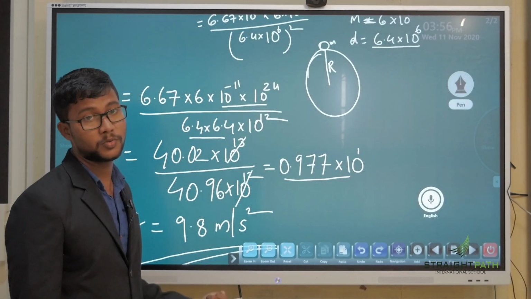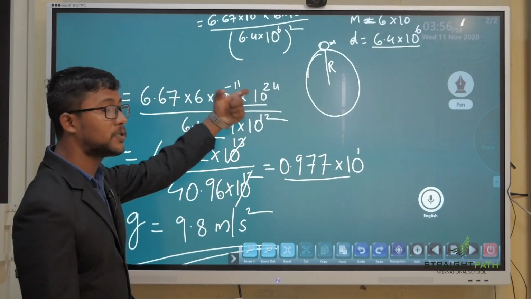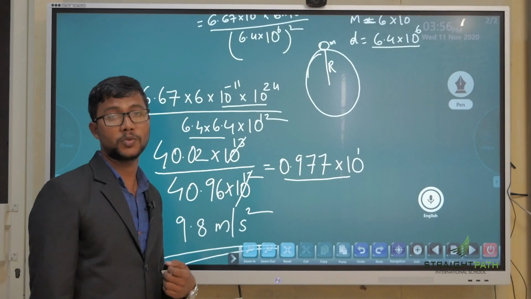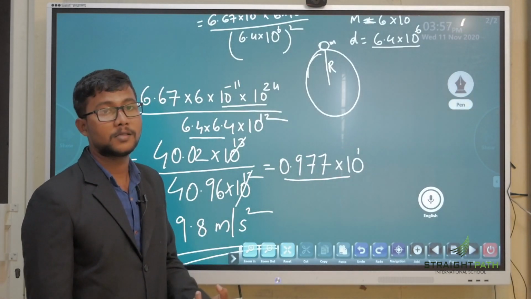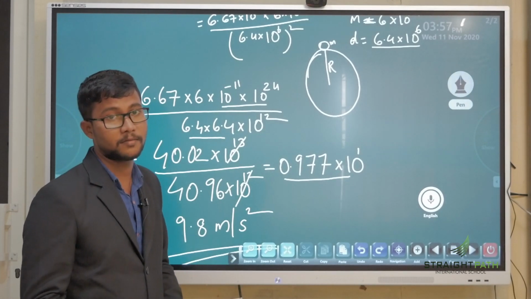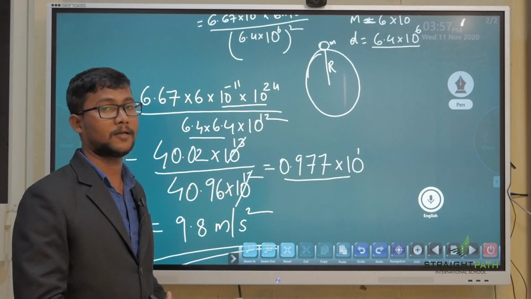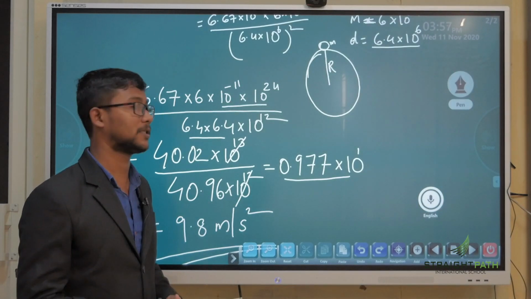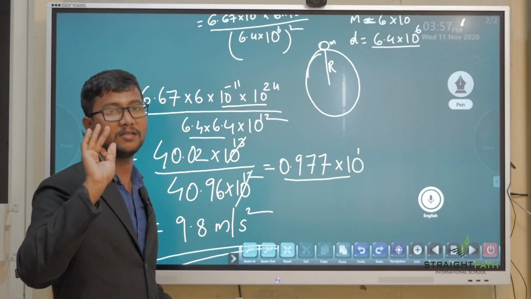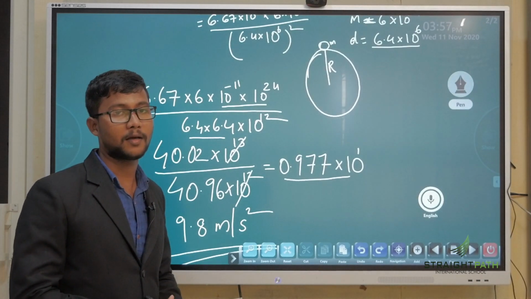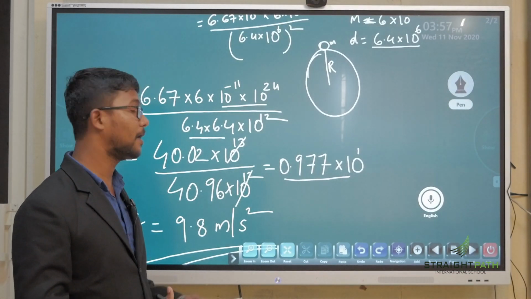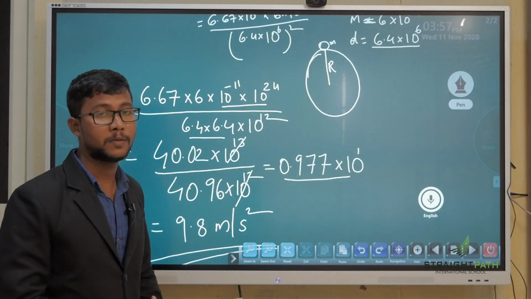Remember, this is the acceleration due to gravity on earth. By using the same equation, you can calculate the acceleration due to gravity on the moon, Mars, Venus, wherever, whichever planets or satellites you are taking. There you can calculate the acceleration due to gravity in different places. You have to remember the value of G is a constant, while the value of M and the distance will vary. Accordingly, you can calculate the acceleration due to gravity at different places. Okay, here on earth it will be 9.8 meter per second square.